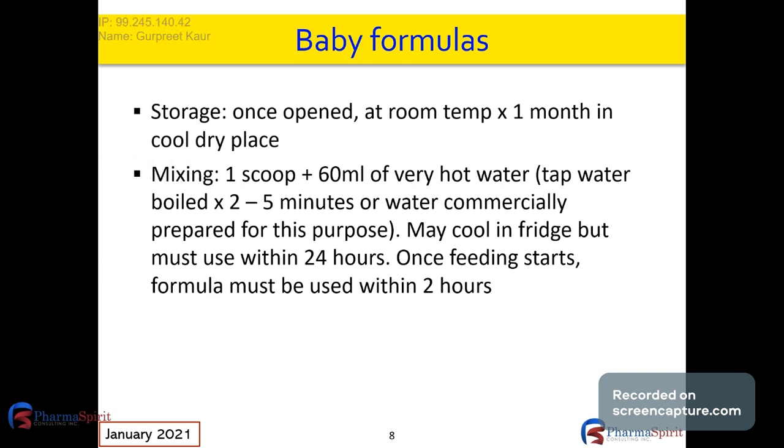So usually, we use one scoopful plus 60 milliliters of very hot water. We can get tap water and boil it for 2 to 5 minutes, and there are some commercially available prepared waters for this. It's water that's pre-boiled, and it comes in small containers, and the mother just opens the bottle and adds the formula to it. We may cool the formula in the fridge, because usually if we don't use the commercially available pre-boiled water, we will use very hot water. So we may cool it in the fridge, but we must use the formula within 24 hours.